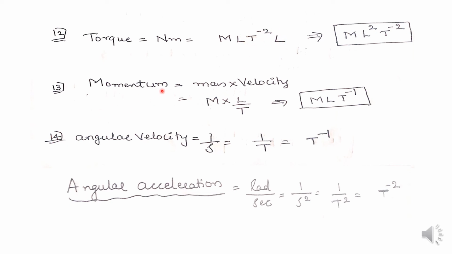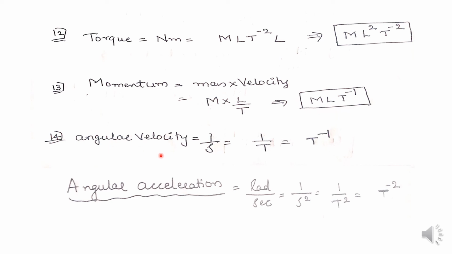Next, momentum. How will we calculate momentum? Mass into velocity. So mass M is the fundamental dimension for measuring mass, where velocity is nothing but meters per second. So this will be M L T to the power minus 1.